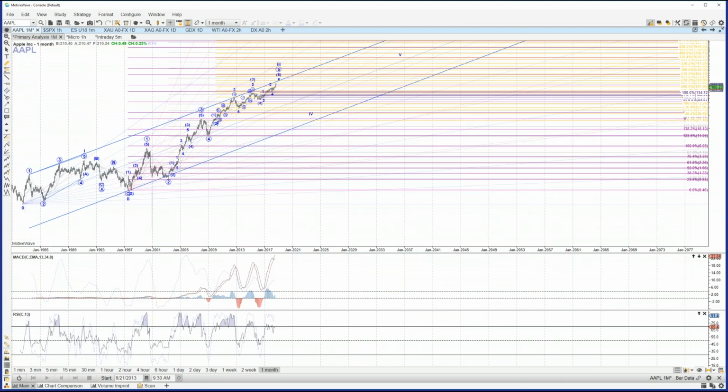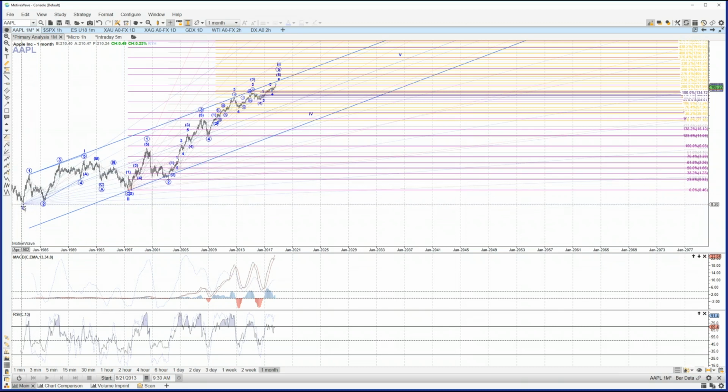So Apple, let's zoom out on this one as well. Take a look at the higher degree chart here. Again, we're looking for a major low to develop that large degree count that we can then place the smaller degree price action and context with to really come up with the most accurate expectations based on Elliott wave theory and Fibonacci pinball.